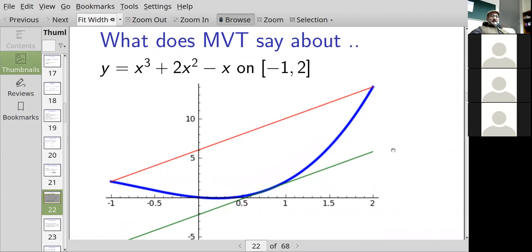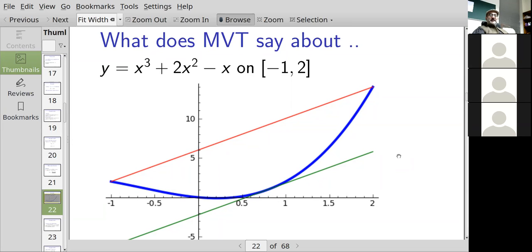Here's this function. It's defined from -1 to 2. The graph of the function is the blue one there. The green line is the tangent line at some point. And the red line is the secant line, connecting the values at the endpoints. So the slope of that red line is the average rate of change. And there's a point in here where the average rate of change is in fact equal to the instantaneous rate of change. And that's where the tangent line has been drawn. You see that those two lines are parallel to each other.